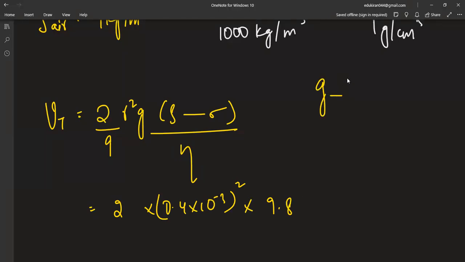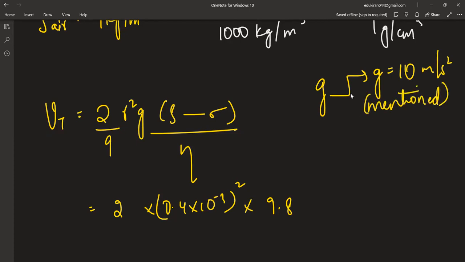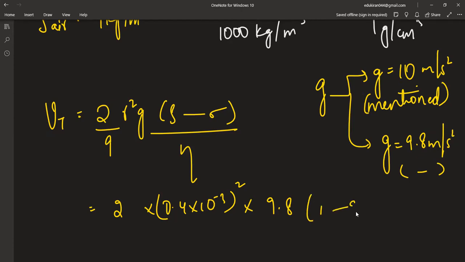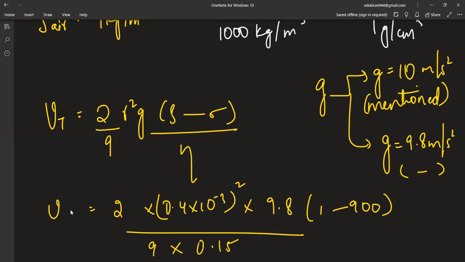One more thing regarding acceleration due to gravity. If it is mentioned to take g as 10 meter per second square, then only take it if it is mentioned. If nothing is given, just take it exactly as 9.8 meter per second square. Exact value, if nothing is mentioned. Then 1 minus 900 divided by 9 into the coefficient of viscosity. This you can solve, and whatever will be the answer, that will be the terminal velocity.